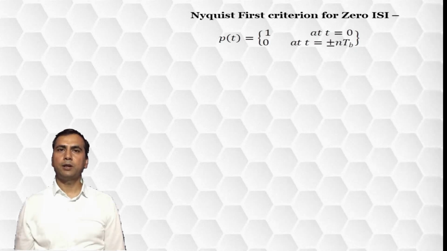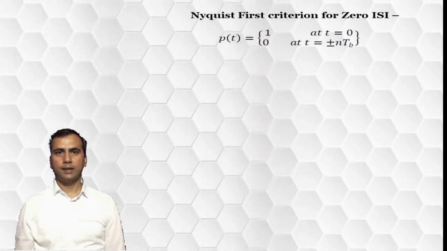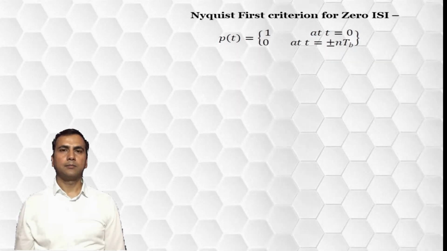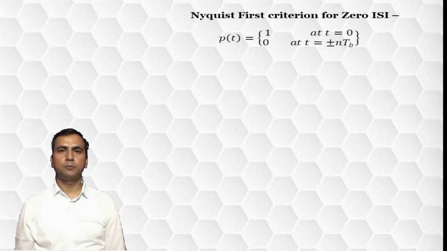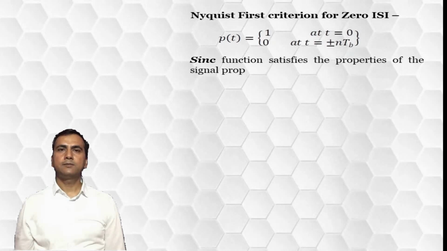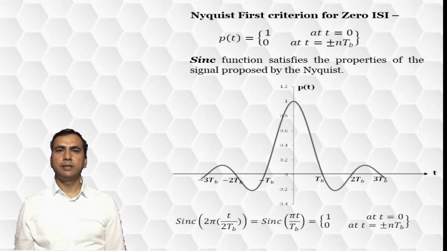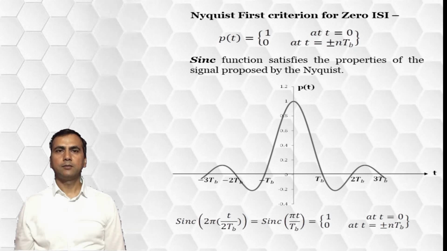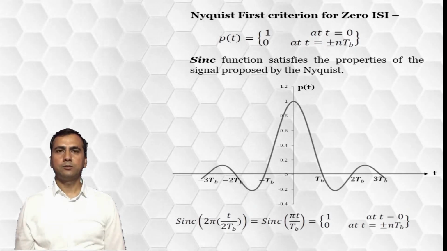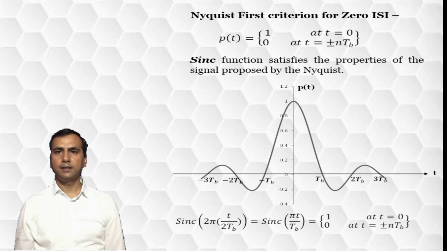So Nyquist proposed a pulse shape such that p(t) is equal to 1 at t equal to 0, and it is 0 at all other decision instants, like at t equal to plus minus n Tb, where n is an integer and Tb is the bit duration. The sinc function satisfies the properties of the pulse proposed by Nyquist. So the equation of the pulse in time domain is sinc of pi t upon Tb, which is 1 at t equal to 0 and 0 at all other instants n Tb.